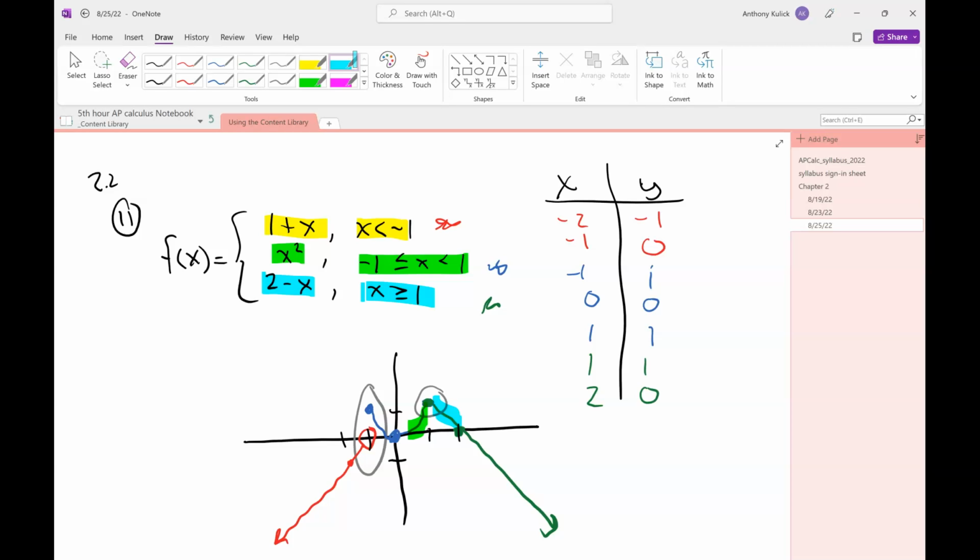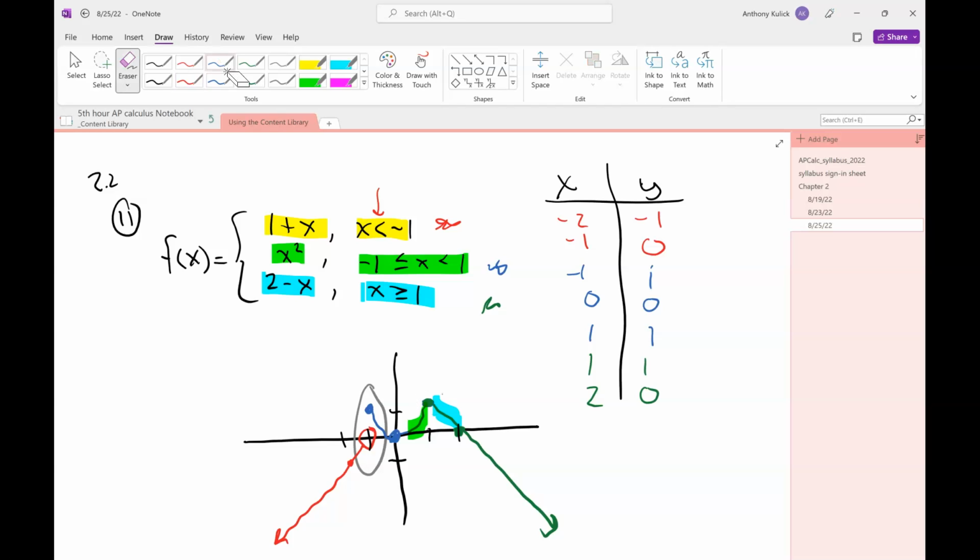Do you like the red line again? The red line? Yeah. So I picked the x values that were less than -1. So I picked -2 and -1. When I plugged -2 in, 1 plus -2 is -1. So I plotted -2, -1. And then when I plug -1 in, 1 plus -1 is 0. So I have the point -1, 0. But notice that -1 is not in the domain for this function. So instead of putting a filled in circle, I'm going to have an open circle. Just for that.